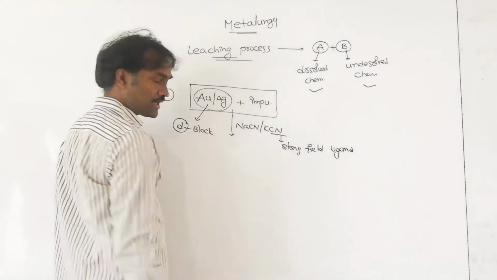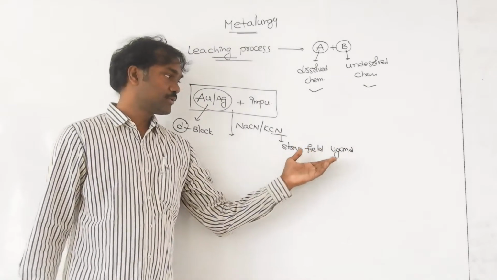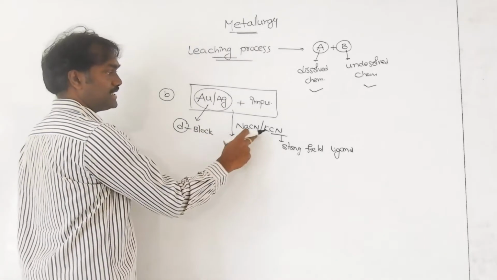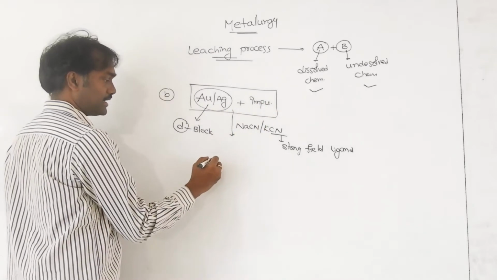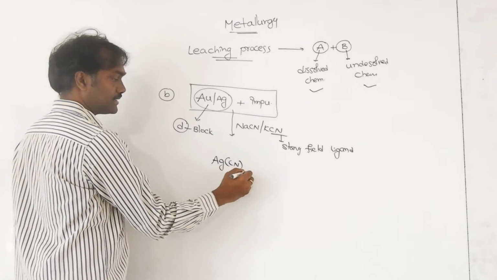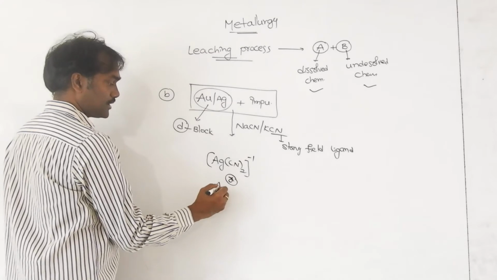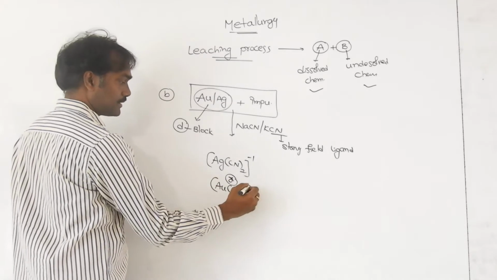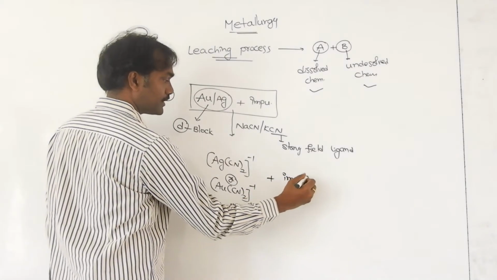A d-block element and a ligand are there, and you must remember that they are going to form a complex compound. So the NaCN or KCN reacts with gold and silver, while the impurities are unreacted. So you are getting Ag(CN)2 with a -1 charge, otherwise gold cyanide complex.